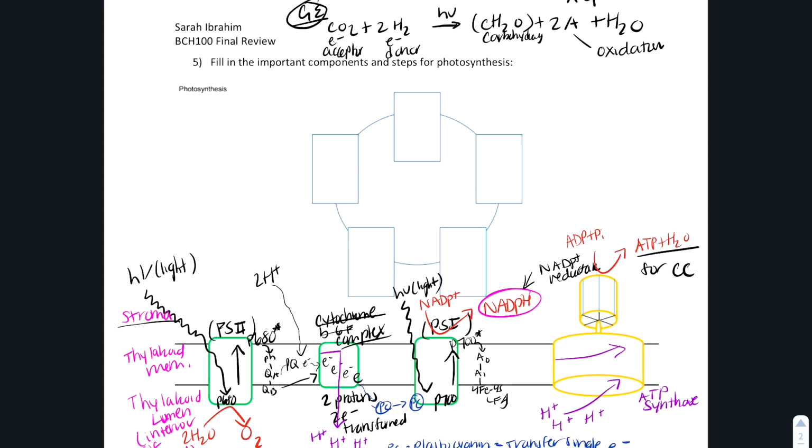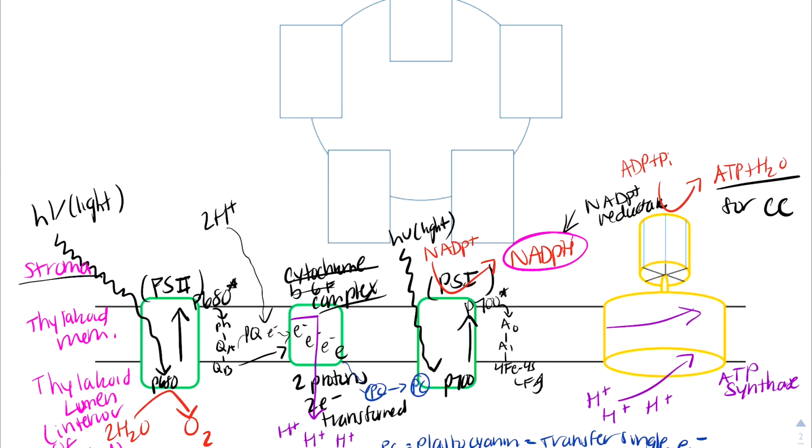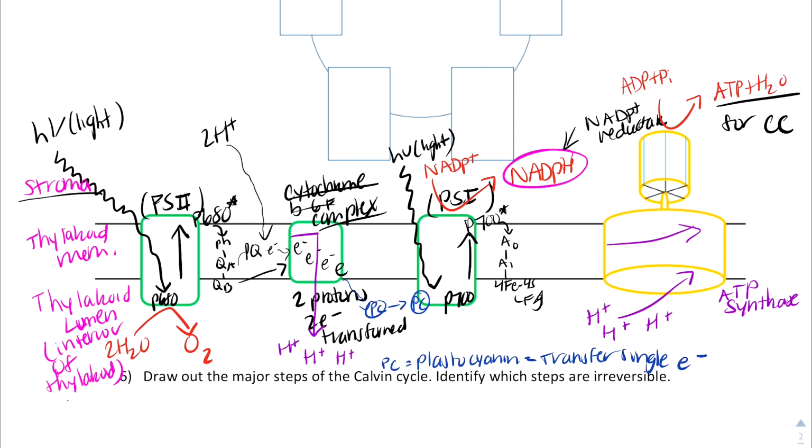Okay, so let's start with the characteristics of photosynthesis. So we have 3 different compartments. So we have the stroma, the thylakoid membrane, and the thylakoid lumen. And the thylakoid lumen is the interior of the thylakoid. And so you have light coming in beginning at photosystem 2. So we have 3 different compartments, not including the ATP synthase. But you have photosystem 2, which is where it begins. Then you have cytochrome b6f complex, and then you have photosystem 1.